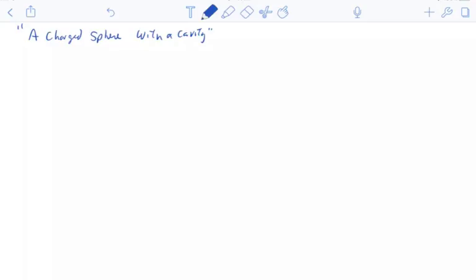All right, some from the question itself. It says an insulating sphere of radius a, centered at the origin, has a uniform volume charge density rho. And then part A says, find the electric field inside the sphere in terms of the position vector r.